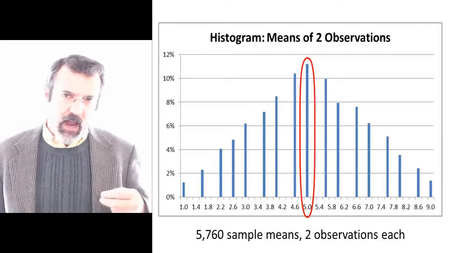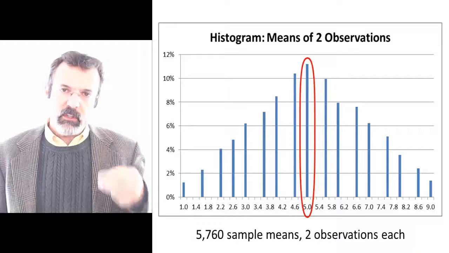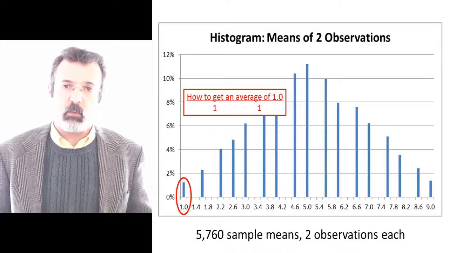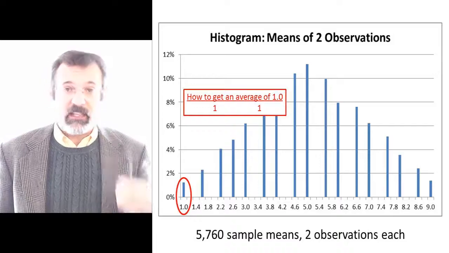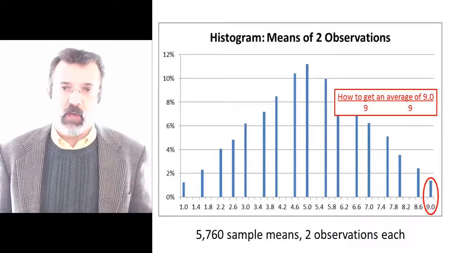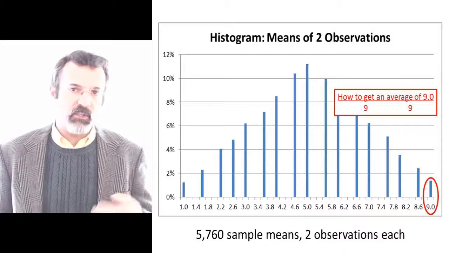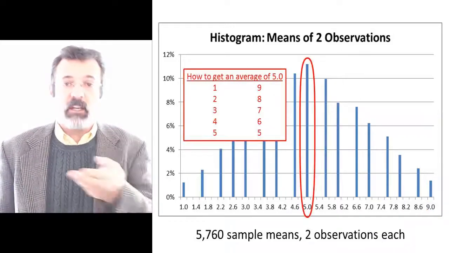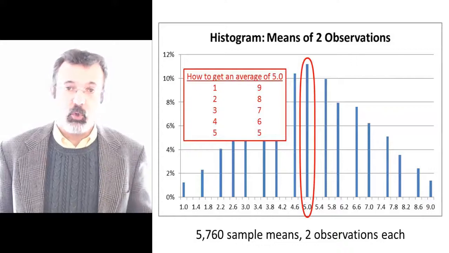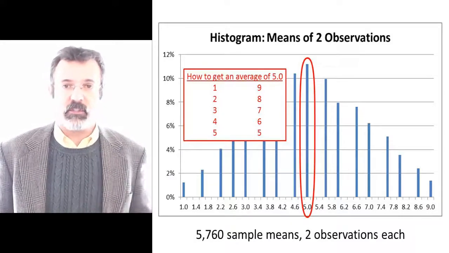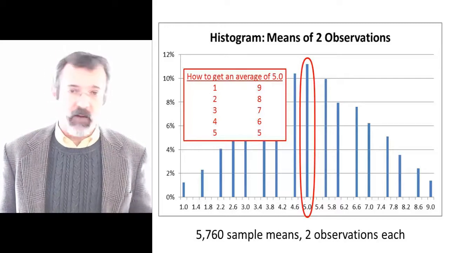Well, consider, we're averaging 2 observations. The only way to get an average of 1 is for both of those observations to be 1. Similarly, the only way to get an average of 9 is for both of those observations to be 9. But there are 5 ways that 2 observations can average to 5. You can have a 1 and a 9, this averages to 5. You can have a 2 and an 8, which also averages to 5. 3 and 7 averages to 5, as do 4 and 6 and 5 and 5.